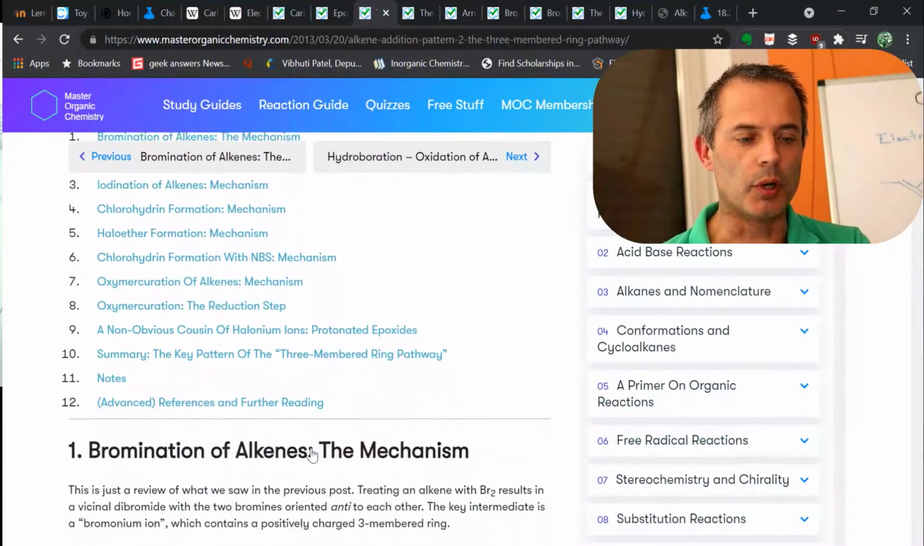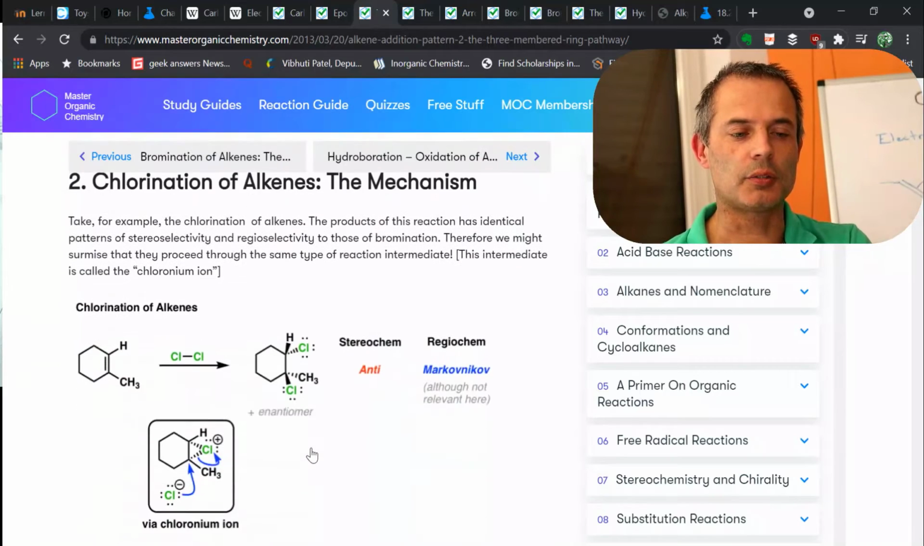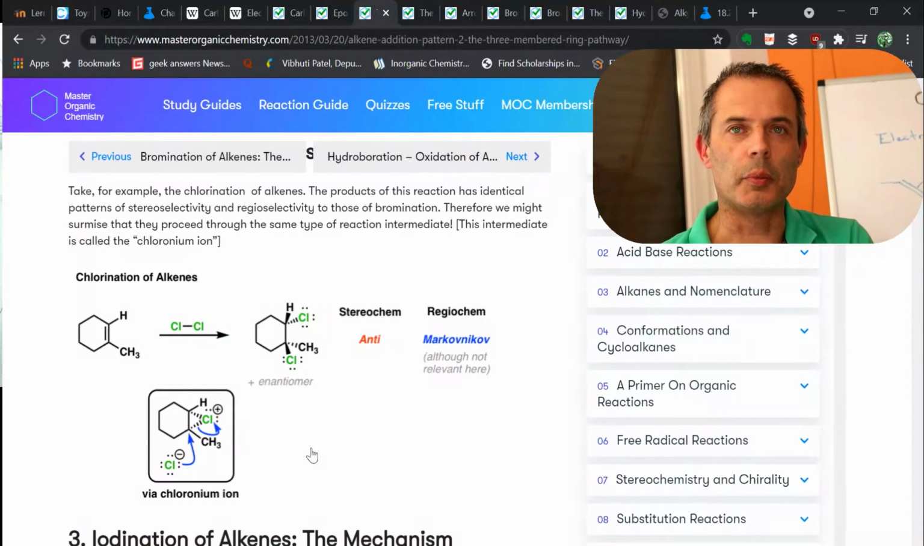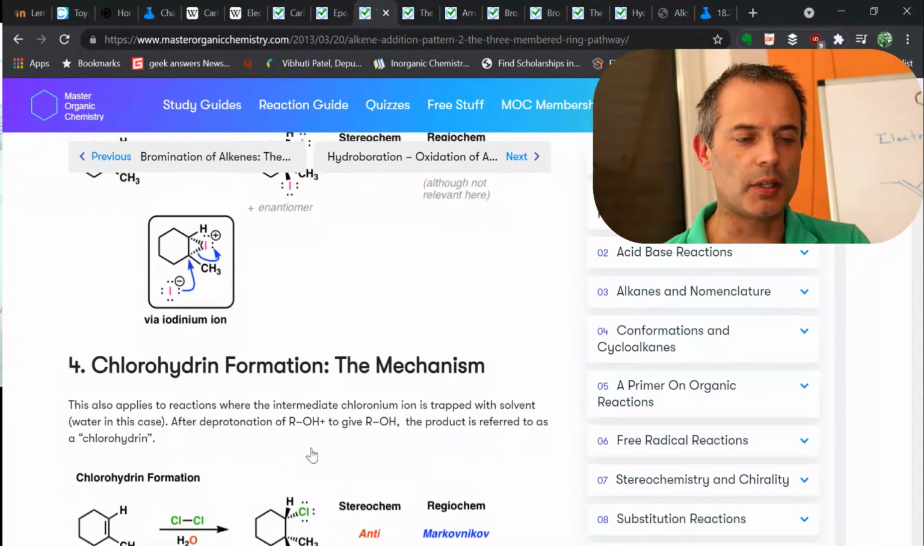If we go further, we can see that there are other possibilities. So first of all, we've got the bromination, which is exactly what we've seen. We've got chlorination as well. So we just swap bromine for chlorine and we get exactly the same thing. We get iodination, and again we get exactly the same thing.